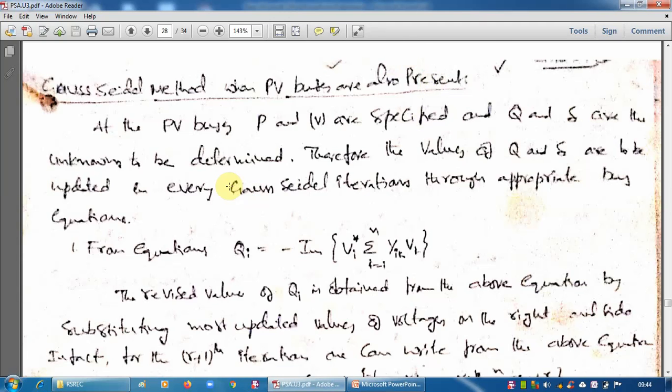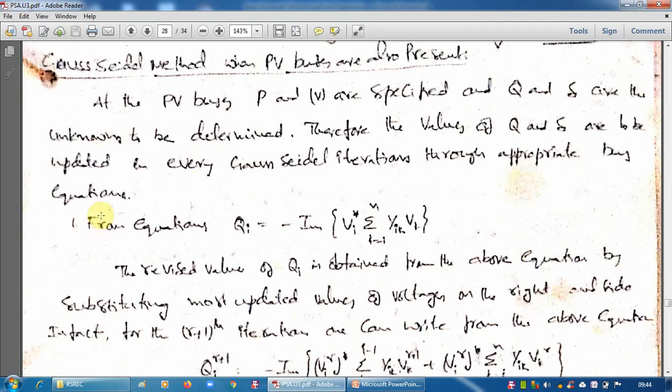Same thing is given here. You see, at PV bus P and V are specified. As I said, we have to calculate Q and delta. We have already expressed an equation for Q. This is the Q. This is nothing but imaginary part of this, we conjugate into I. Here also the variables are bus voltages, that's all. These voltages.